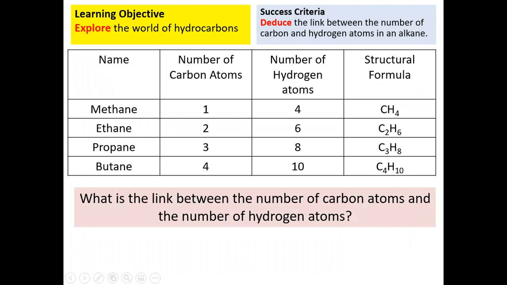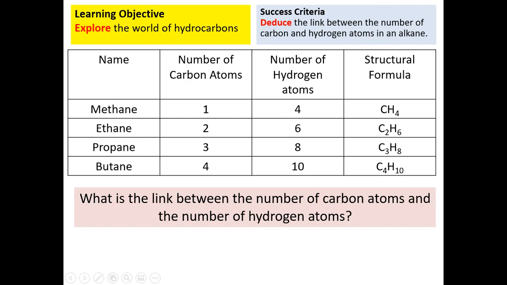What I want you to do now is look at the link between this number and this number. And I want you to think mathematically, like when you do nth terms, what are you doing to get from this number to this number every single time? So it doesn't matter if you're going down. I don't want you to think about that. I want you to think of how you get from the number of carbon atoms to the number of hydrogen atoms every single time.